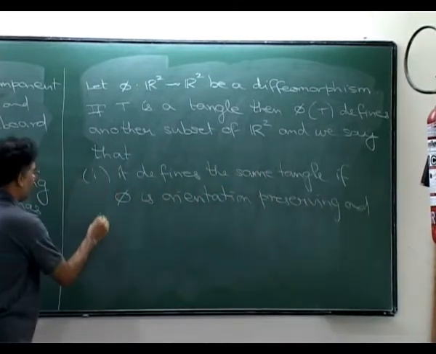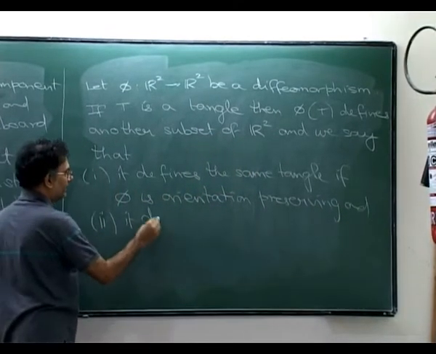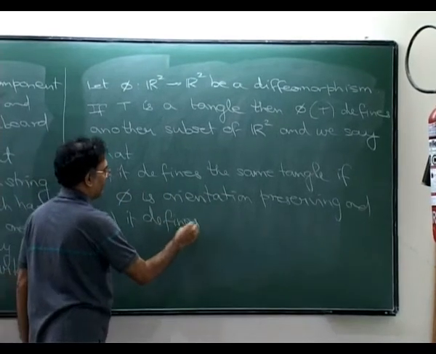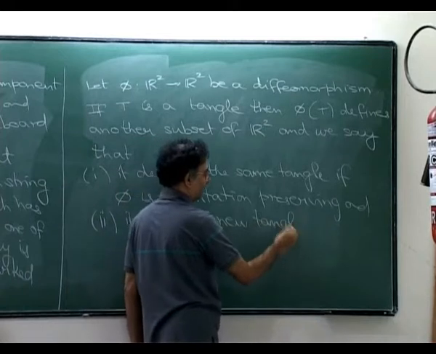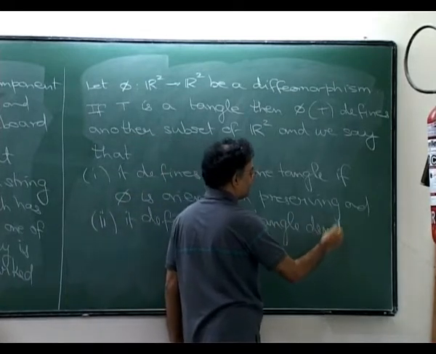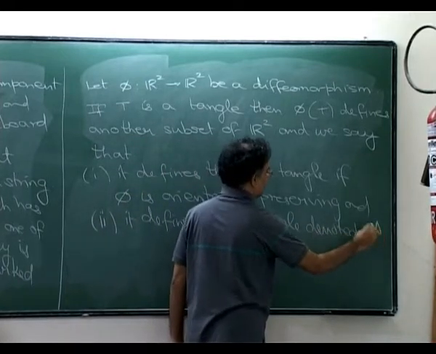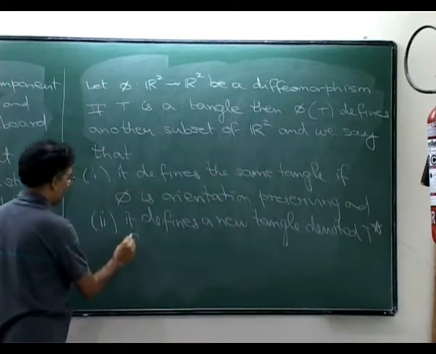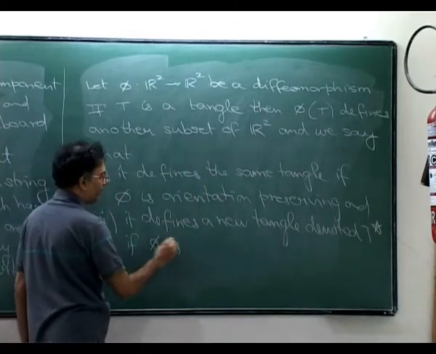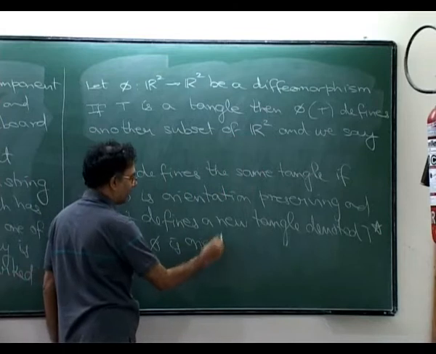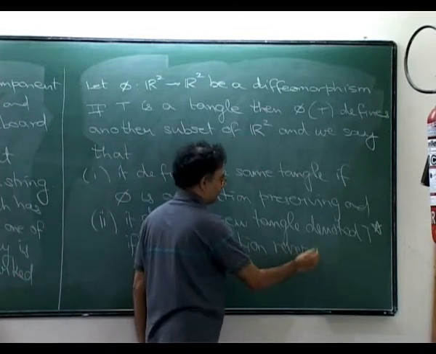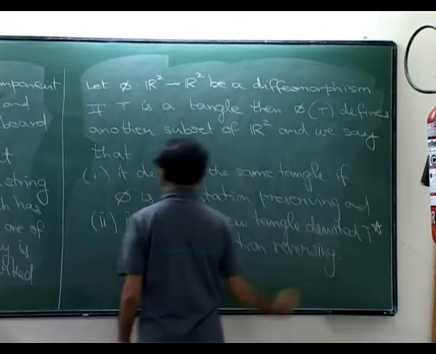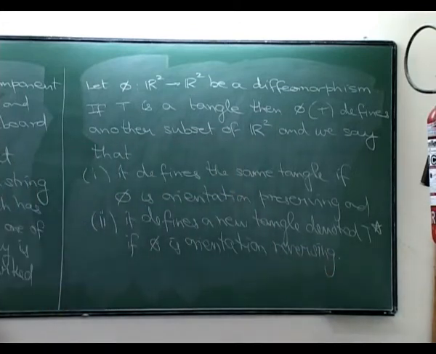And 2, it defines a new tangle denoted T star if phi is orientation reversing. I'll give examples. Okay, so what I'm saying here is the following.